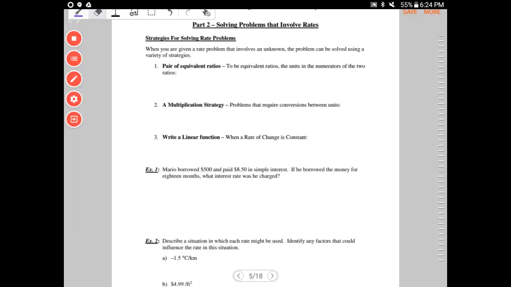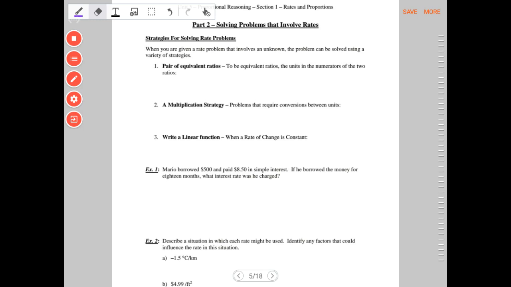Part 2. Solving problems that involve rates. Strategies for solving rate problems. When you're given a rate problem that involves an unknown, the problem can be solved using a variety of strategies. First one, a pair of equivalent ratios. To be equivalent ratios, the units, we can actually take out this part.